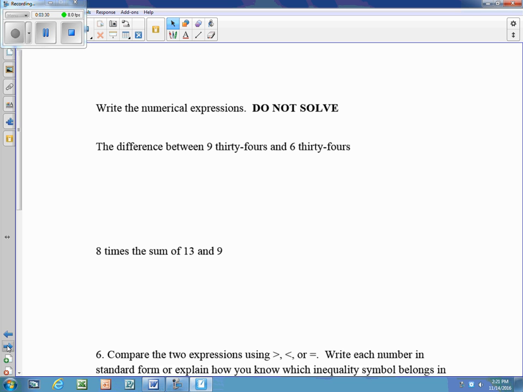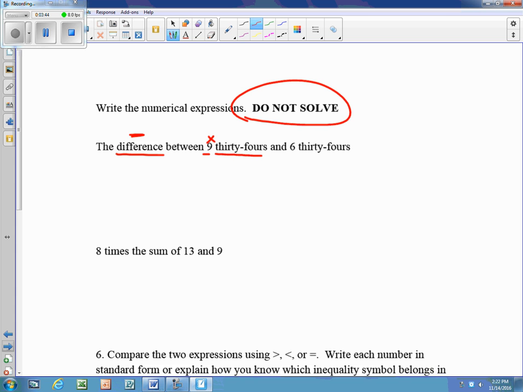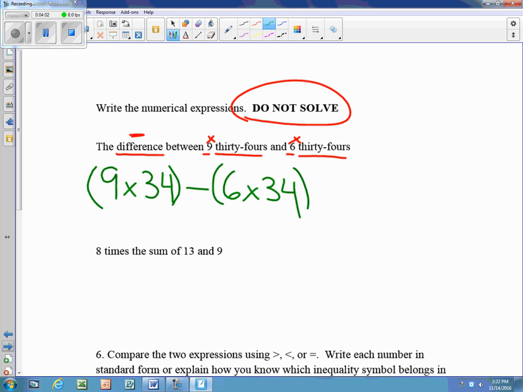Next, sometimes I have to come up with the expressions. If you see it says do not solve, I need to make sure I pay attention to that. So the difference tells me to subtract. 9 34s, that's a multiplication, and 6 34s, that's a multiplication. So I want to know the difference between 9 34s and 6 34s. And that's how I write my expression.